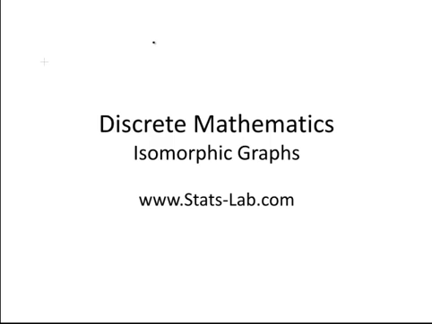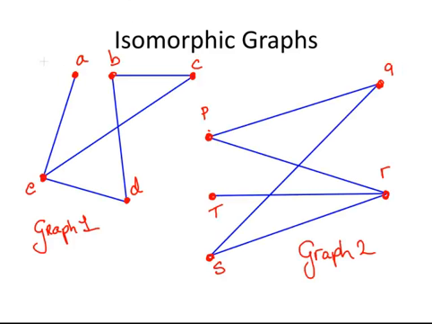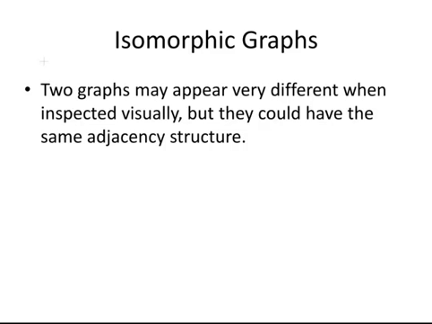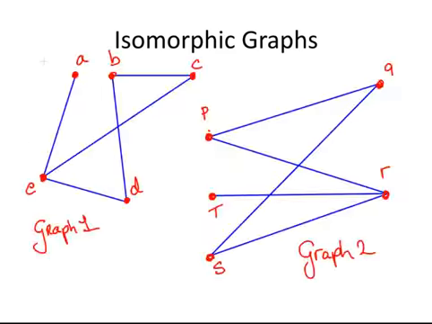In this presentation, we are going to look at isomorphic graphs. In particular, what we're going to consider is that two graphs can appear very different when inspected visually, but they could have the same adjacency structure, which is to say they could be isomorphic. But you have to inspect the graph thoroughly before you can make any decision.